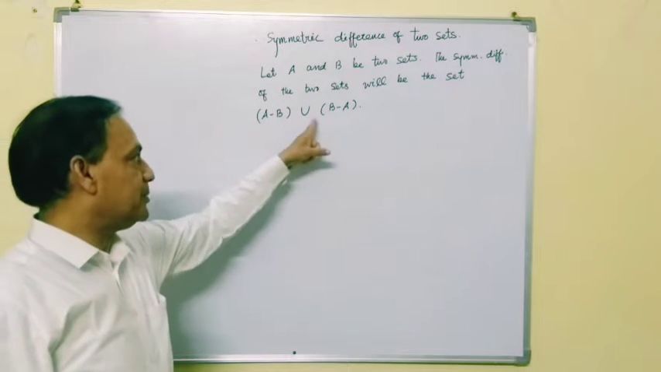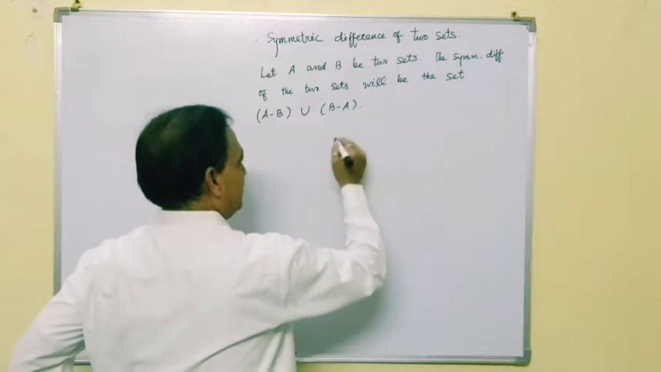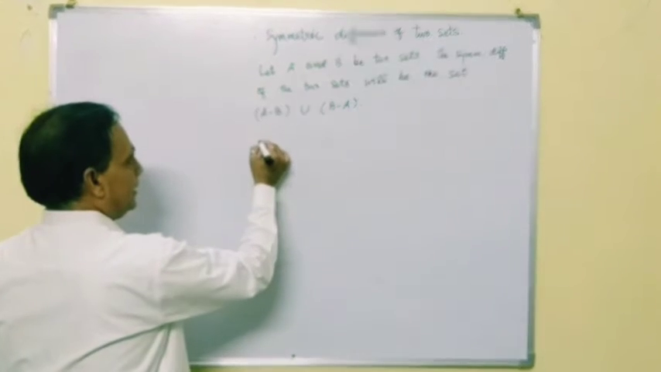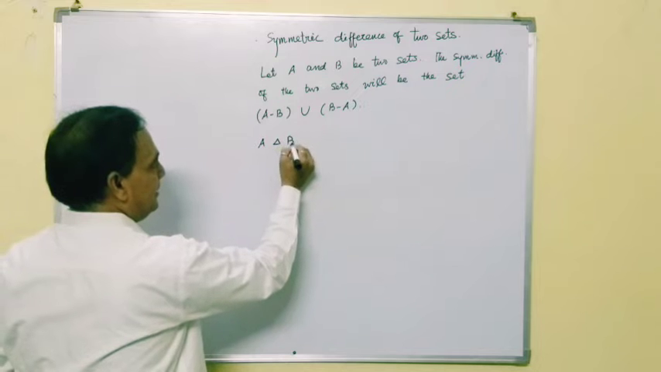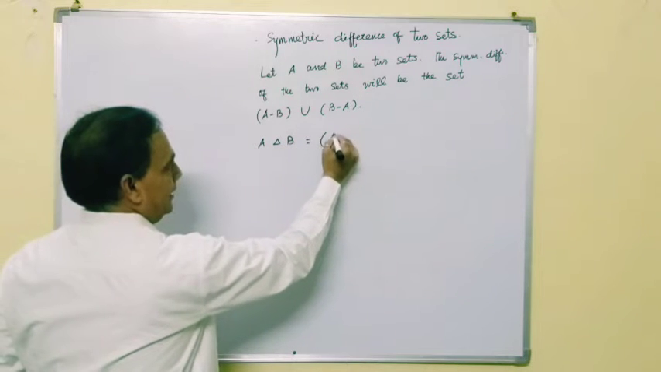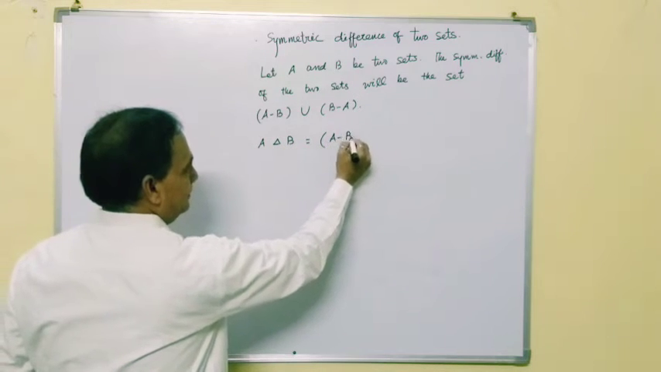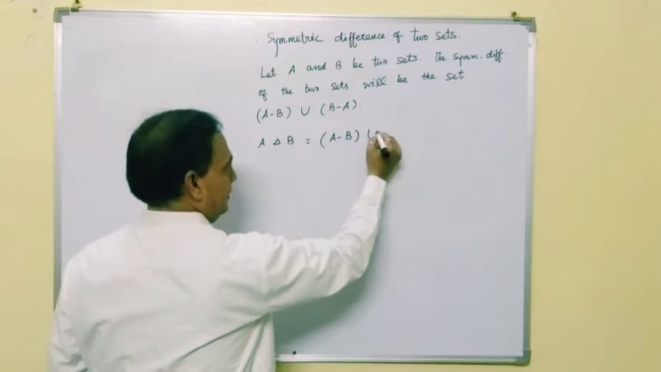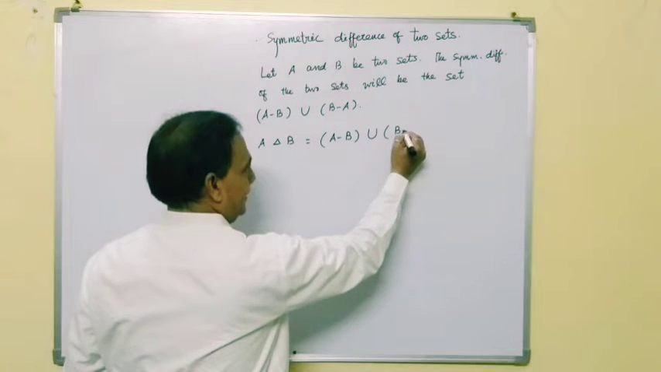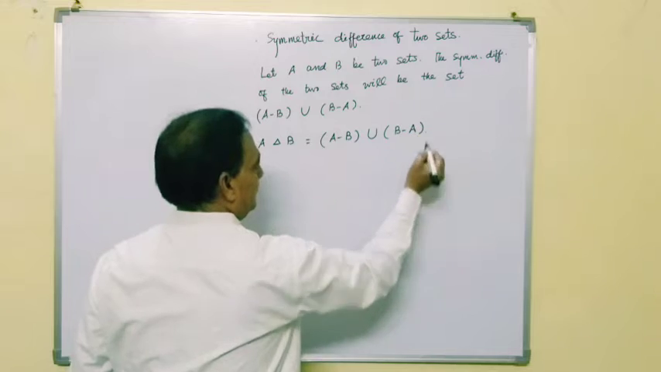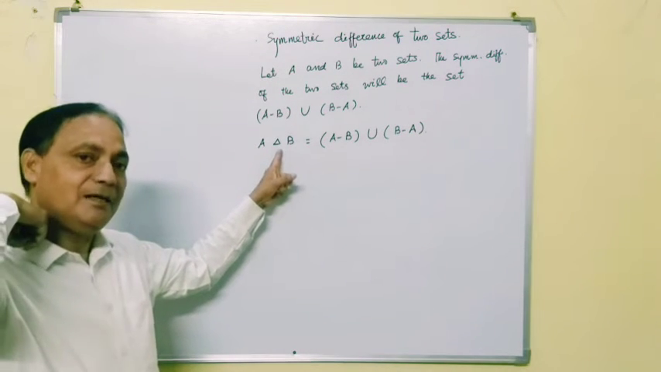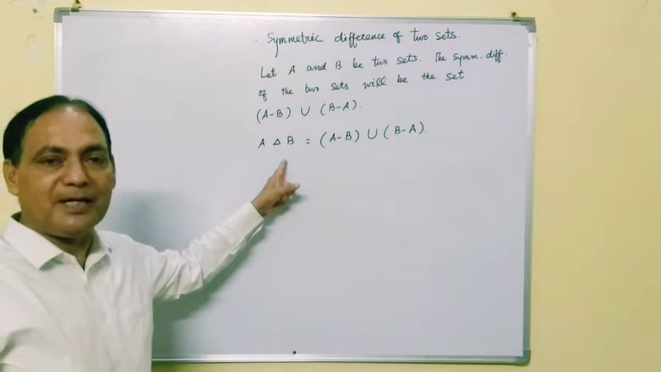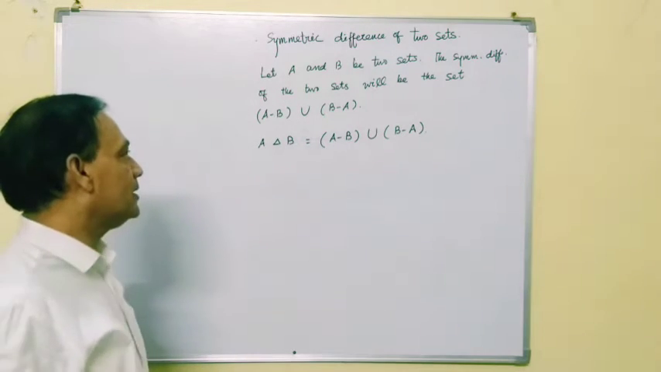और इसका रिप्रेजेंटेशन क्या है? इसका रिप्रेजेंटेशन है A सिमेट्रिक डिफरेंस B, A माइनस B यूनियन B माइनस A. This is the symbol for symmetric difference. और इसके और भी सिंबल डिफरेंट बुक्स में दिए गए हैं.